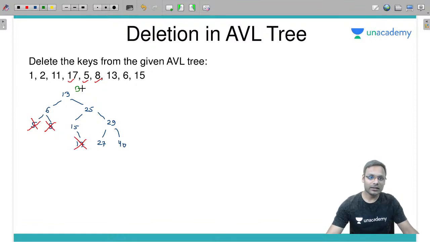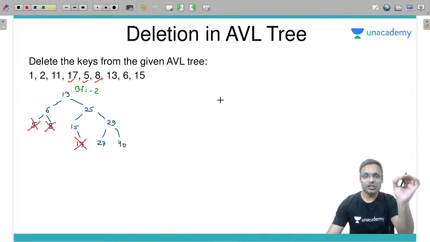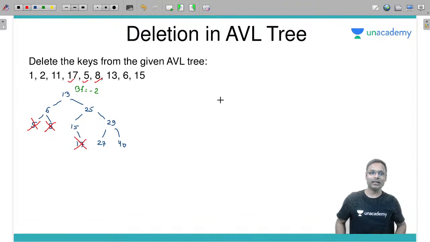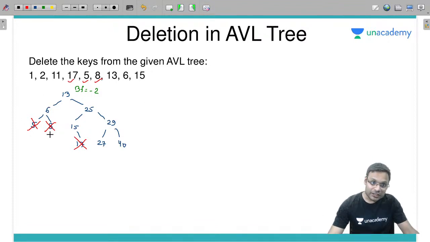Balance factor at 13 is equal to minus 2. 1 minus 3 minus 2. Now if it is minus 2 at 13, you just check from 13 which side you have deleted. From 13, 8 comes in which side? Left subtree. So deletion of 8 will have a case of L.